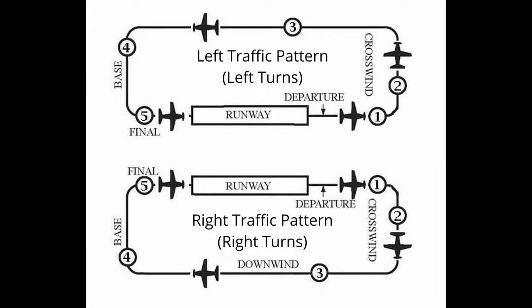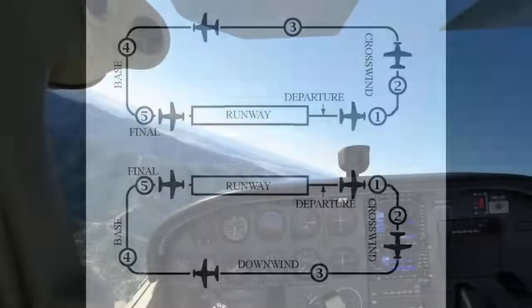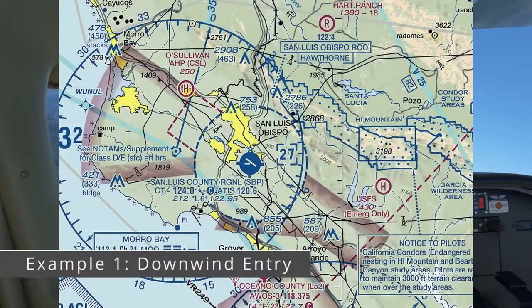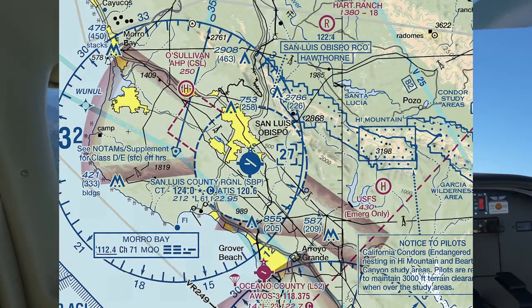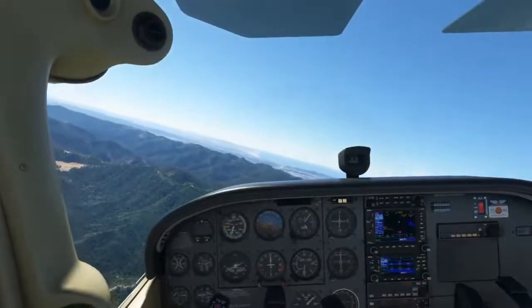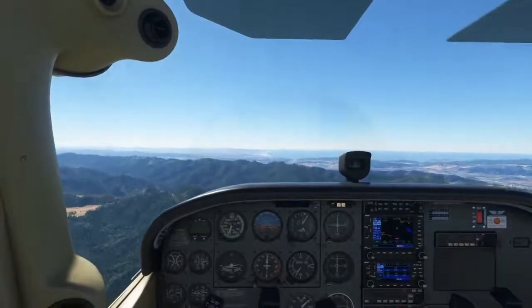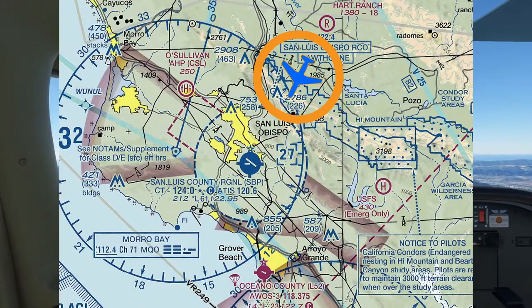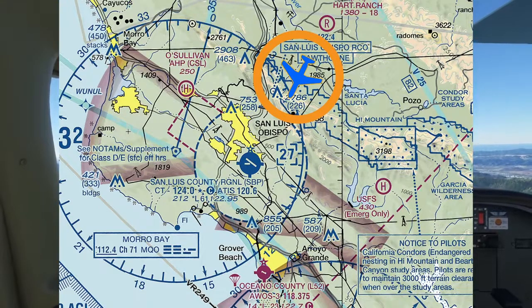Now let's hop into the sim and demonstrate some traffic pattern entries with ATC. I've chosen San Luis Obispo Airport in California for these demonstrations. I've pre-coordinated with the control tower to have them issue us specific pattern entry instructions in order to demonstrate different commonly used pattern entries. In this first example, we're approaching San Luis Airport from the northeast. I'm going to call up the tower to land.